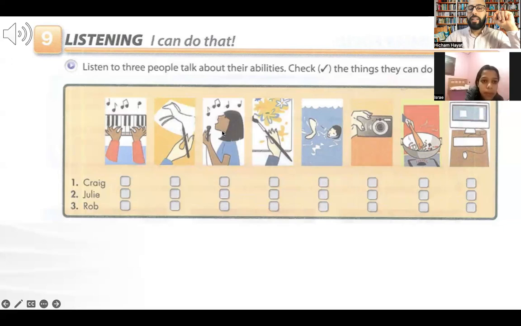What about this one? Singing. Good. What about this one? Swimming. Great. This? Camera. But no, what is the verb? What is the activity? Taking photos, taking pictures. Okay. So taking what? Taking photos. Yes, plural. What about this one? Cooking. Good. All right, this one? Using the computer. Okay, to use is to work on the computer, working on the computer.